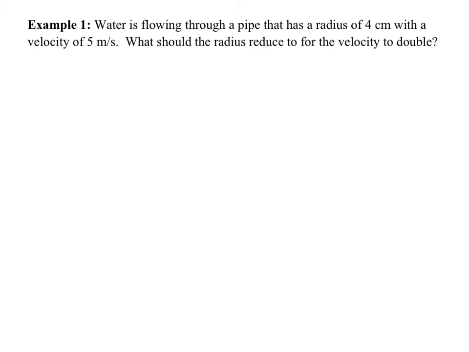So read the question. We have water flowing through a pipe. The radius is 4 centimeters. The velocity is 5 meters per second. We want to double the velocity. So the question is, what do we do to the radius? Most people said make it 2, right? Halve the radius, you double the velocity. Indirectly related. Why isn't that true?